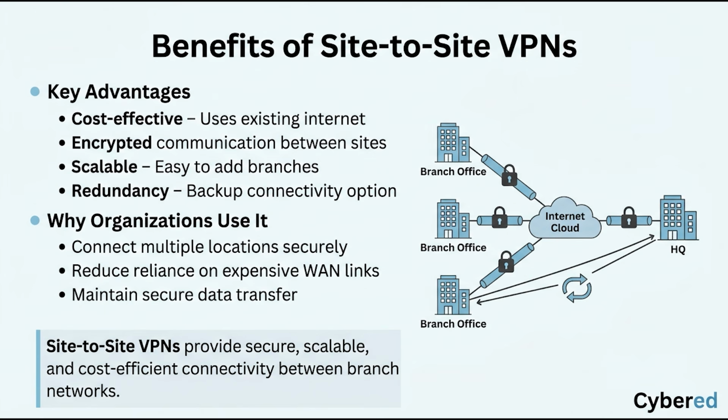The benefits of site-to-site VPNs: they're cost-effective, using existing internet connections instead of expensive WAN services. Secure communication, data sent between sites is encrypted. It's scalable, additional branch offices can easily be added, and redundancy can serve as a backup connection between locations. Site-to-site VPNs are widely used by organizations to securely connect branch offices over the internet while reducing network costs.